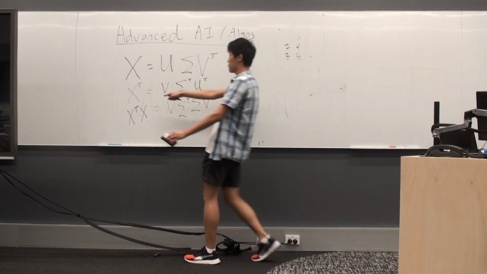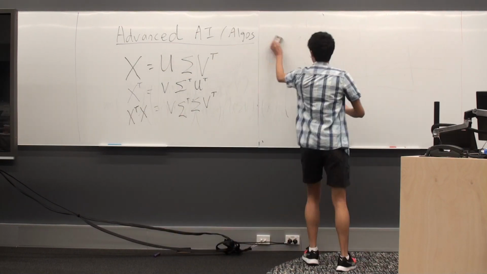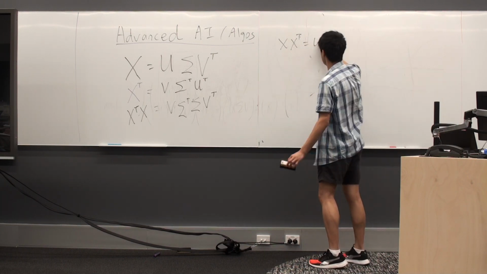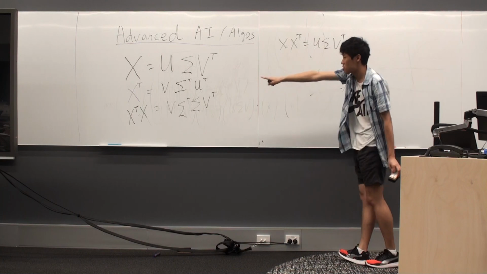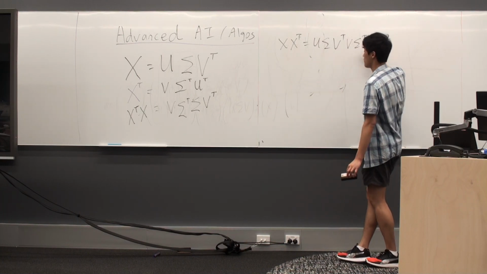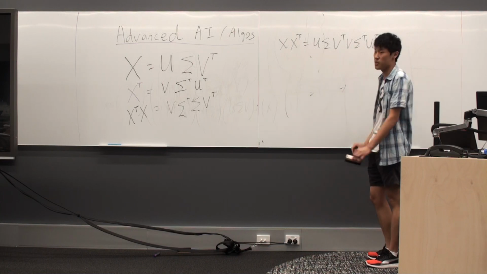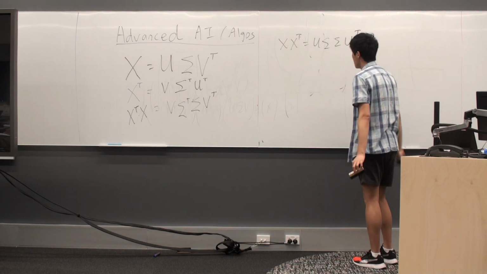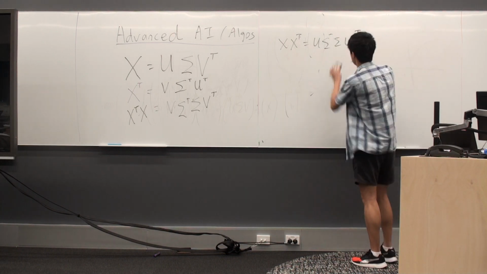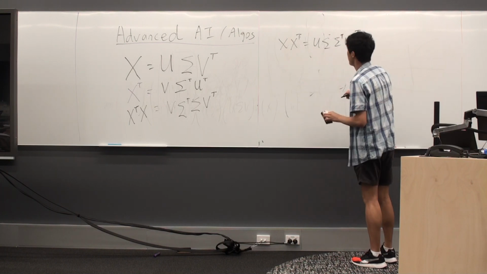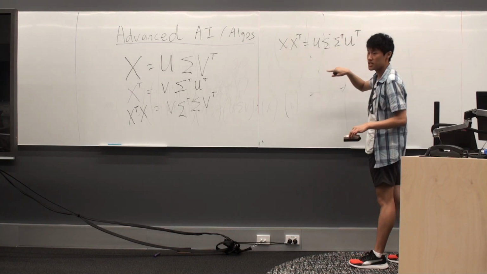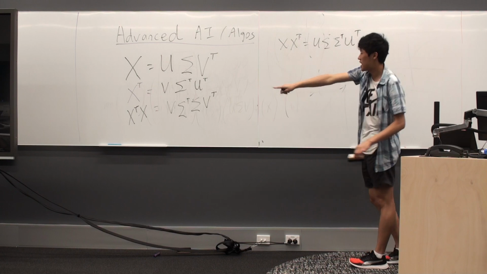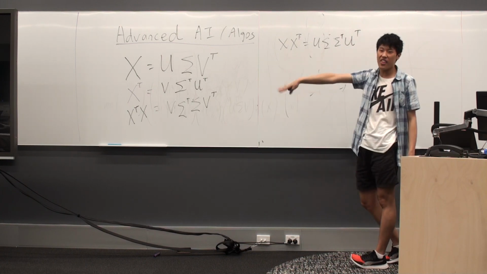Okay, another way. What happens if we do it the other way around? What is X times X transpose? Right, so X is U sigma V transpose. X transpose is V sigma transpose U transpose. Remember, what's V transpose V? The identity. So the answer is U sigma sigma transpose U transpose. I think that's right. Is that right? I try to remember to correct my mistakes. But yeah. So okay. So now the question is, why the hell am I doing that?